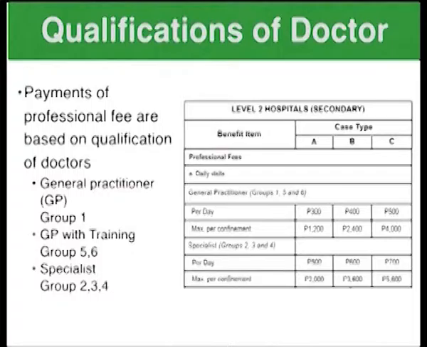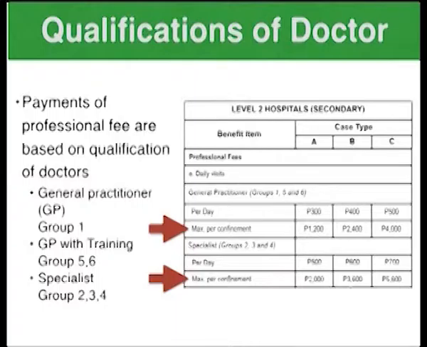There are 3 tiers of qualification of doctors. Group 1 for general practitioners, Group 5 and 6 for specialists or fellows, and Group 2, 3, and 4 for doctors undergoing training. For example, a specialist will get a higher compensation of 500 to 700 pesos a day compared to a GP rate of 300 to 500 pesos a day. There is a limit on the compensation of the professional fee based on qualification of doctor.